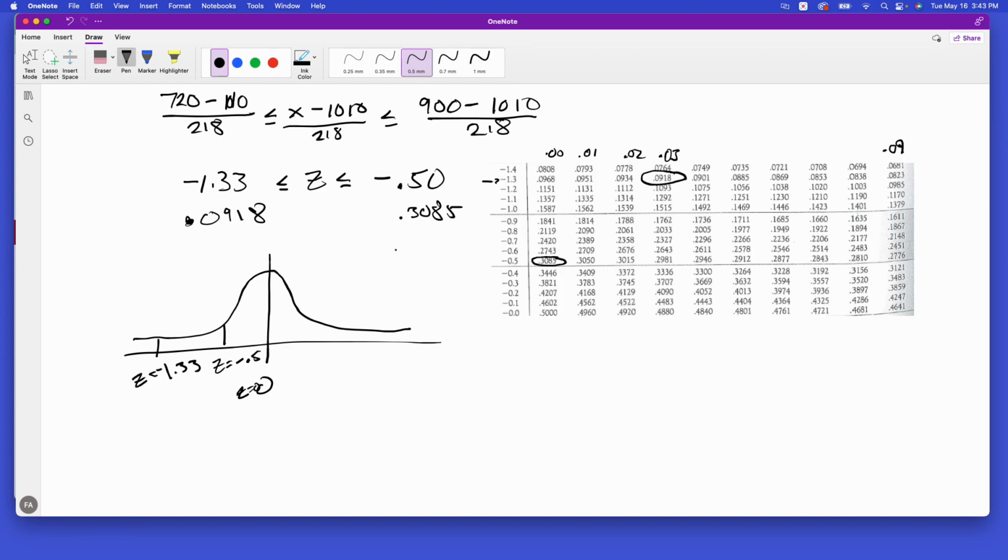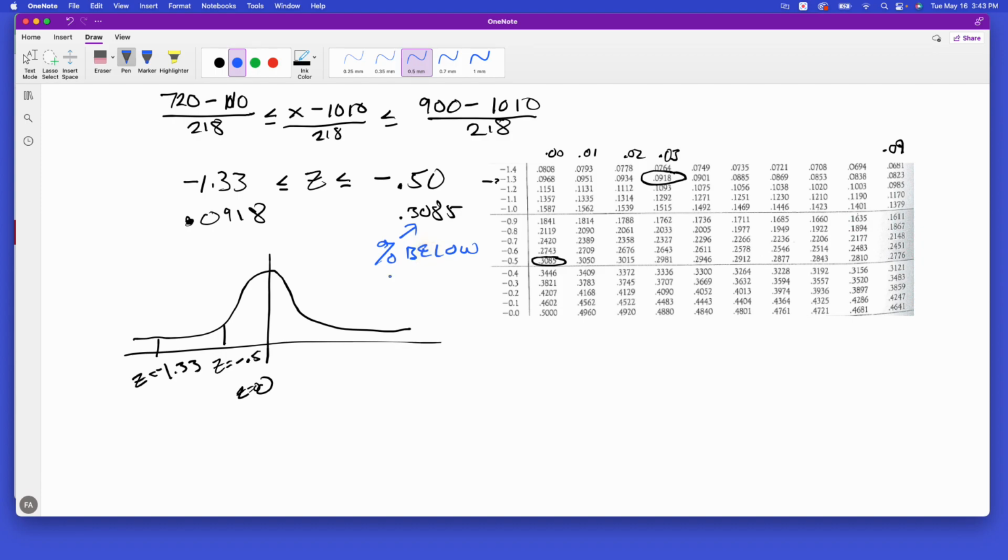What did these values up here mean? Well, one way to think of this is it's the cumulative area under this curve up to the value of negative 0.5. This other one is the cumulative value up to 1.33 as well. So this is a cumulative area under that curve. Another way to think of this is this area represents the percentage below.